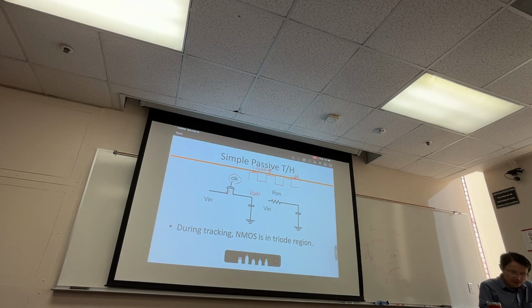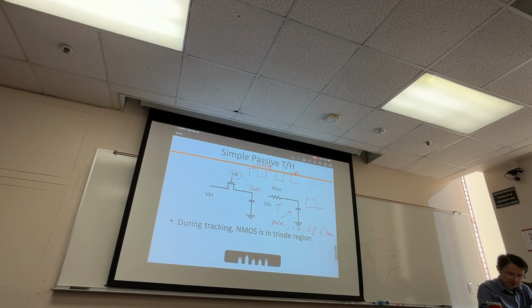So that's why you have this time constant R and C here. You have a pole frequency right here, like a low pass filter, that determines how fast you can track your input. What is this pole frequency? 1/RC, right? So it's R and C. Yeah, that's exactly how that works.